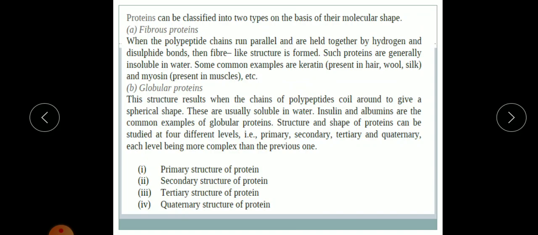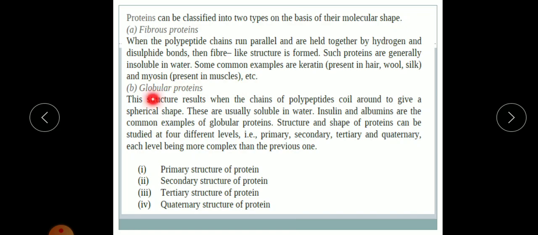Next, protein classification. Proteins can be classified into 2 types on the basis of their molecular shape. One is fibrous protein and the other is globular protein. Fibrous protein means when the polypeptide chains run parallel and are held together by hydrogen and disulfide bonds, then a fiber-like structure is formed. Such proteins are generally insoluble in water, and examples of fibrous protein are keratin, which is present in hair, wool and silk, and myosin, which is present in muscles. So these are the examples of fibrous protein which are present in our body.